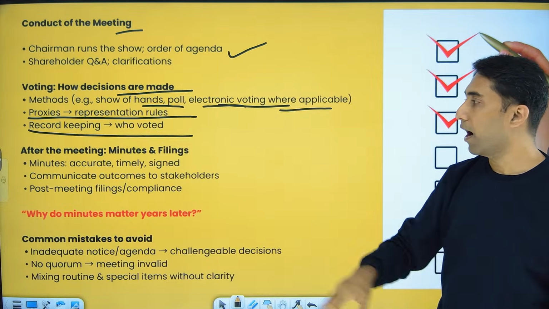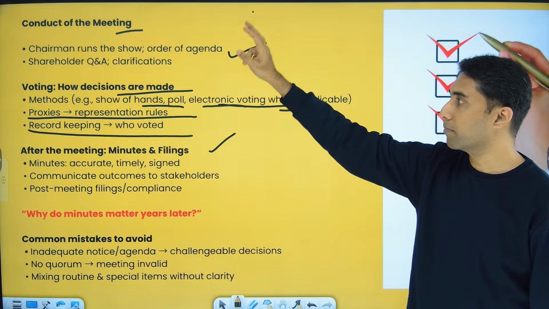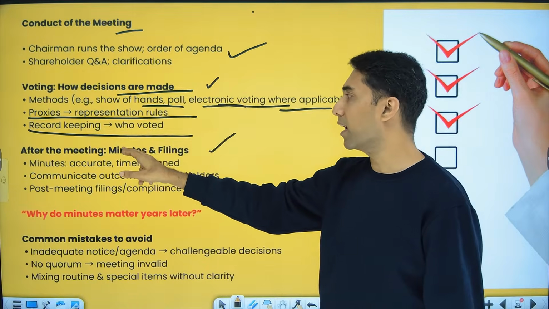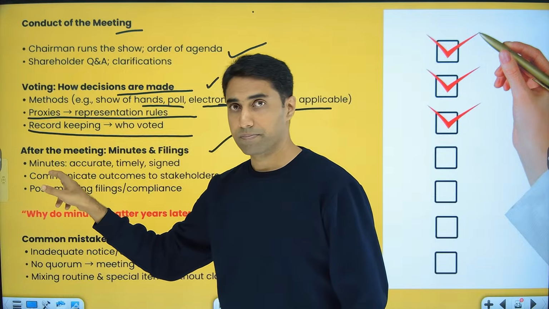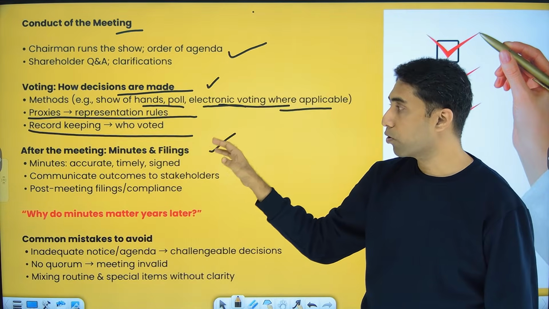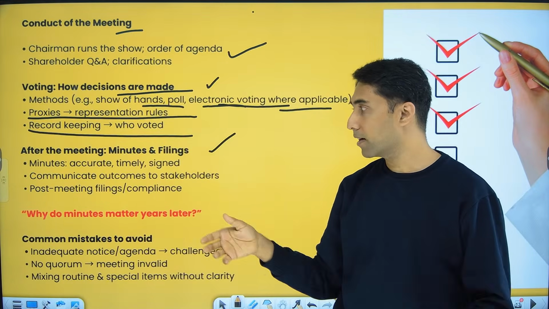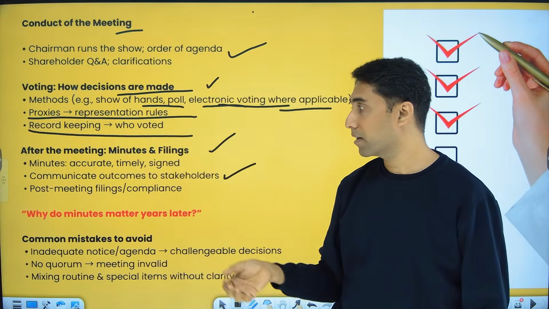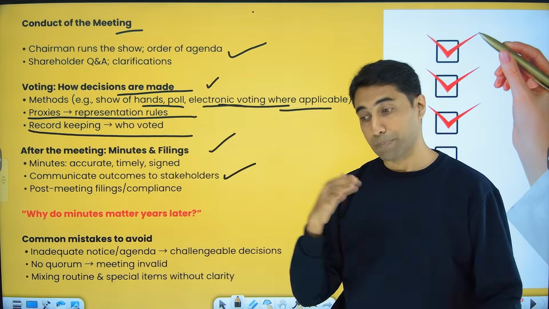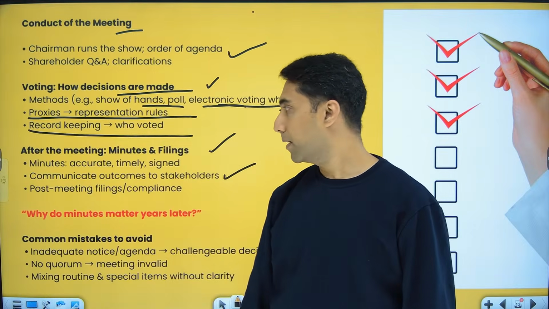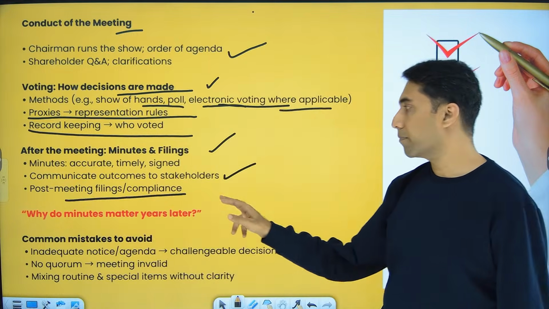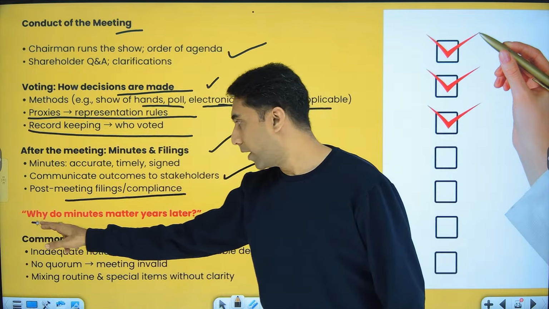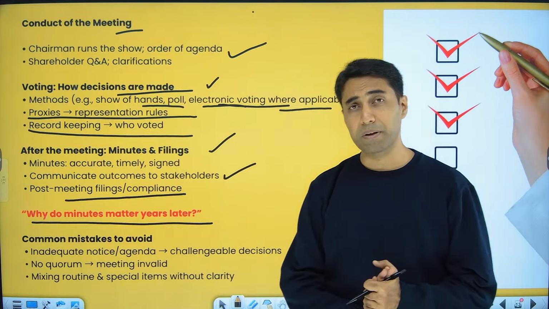Okay. Now, after the meeting, what do you do? So you conduct the meeting and you are taking the decisions in the meeting. So what happens after the meeting? After the meeting, you are going to record the minutes. I told you that. And you are also going to tell the stakeholders what happened in the meeting. Especially if you're listed, you must immediately report to SEBI, and after the meeting you need to file the necessary compliances. So you tell me, why do minutes matter many years later?